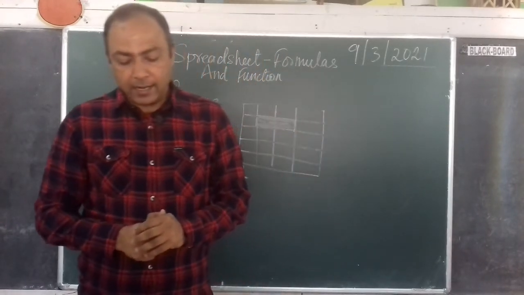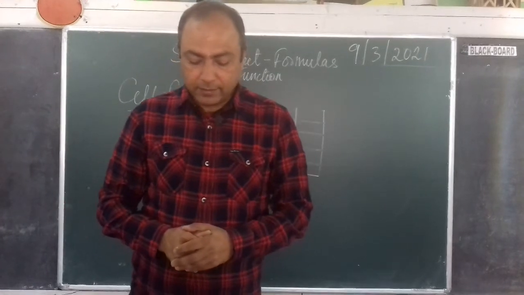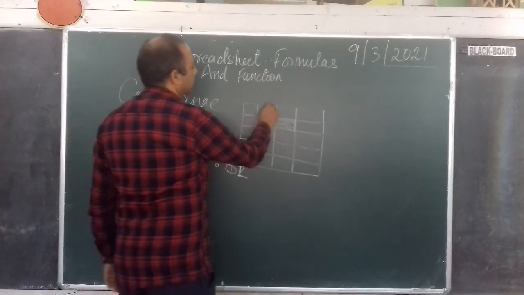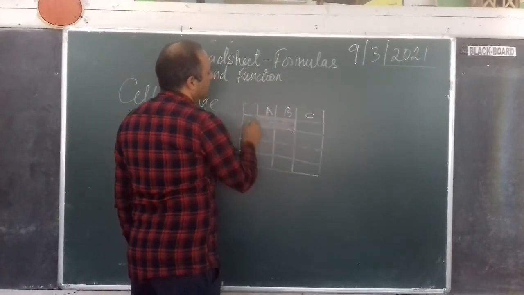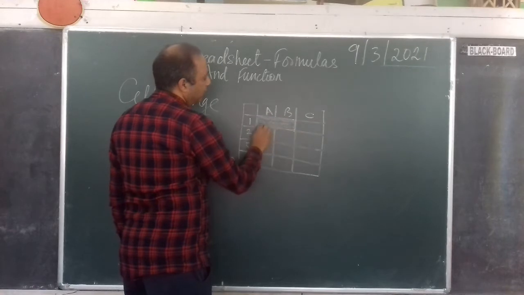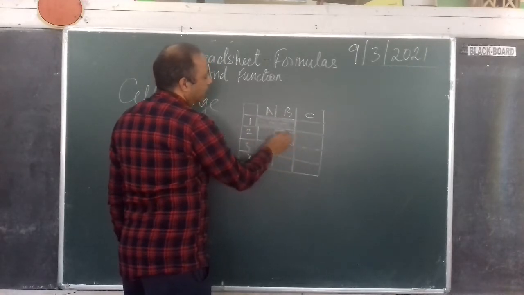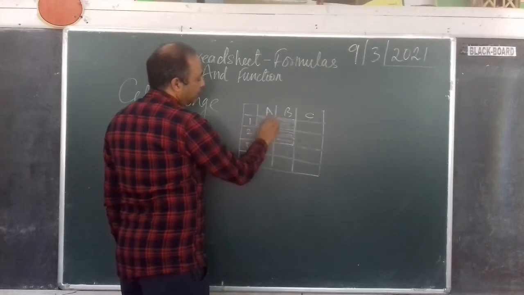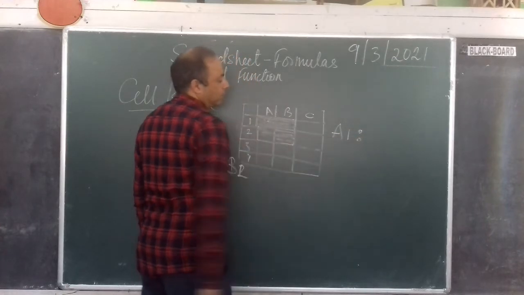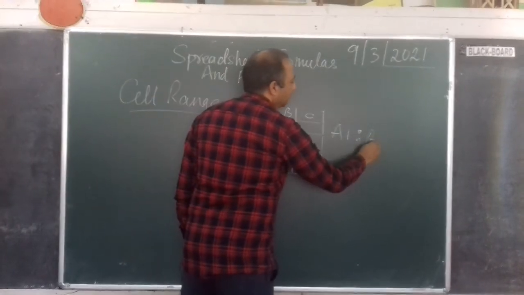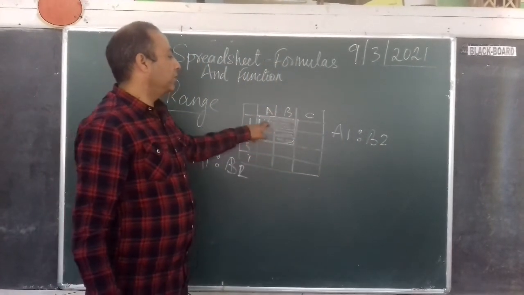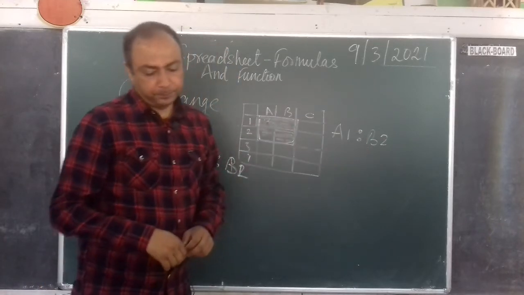You can enter a cell range by specifying the starting cell address and the ending cell address. Now suppose I write columns A, B, C and rows 1, 2, 3, 4. If I have to select these four cells, then I have to take this address. This one is A1, and this one is B2. So this is the cell range which specifies this particular area. So the starting address of the cell and the ending address need to be given.